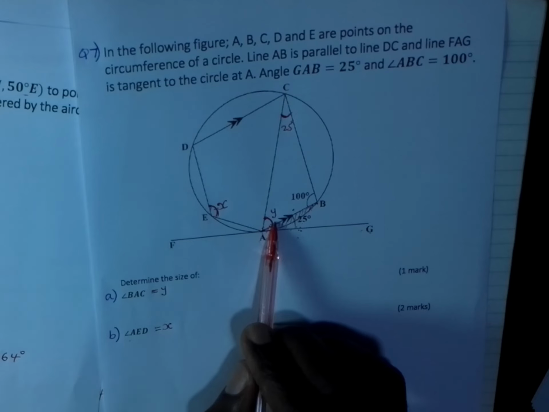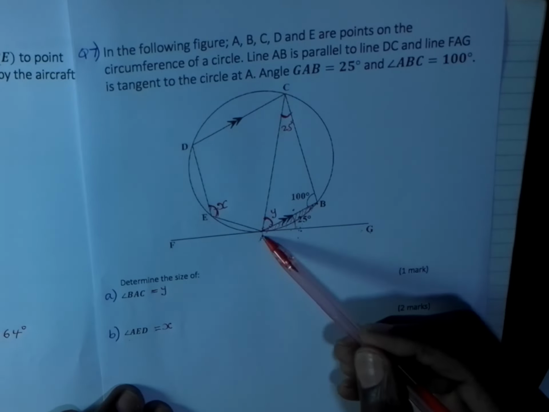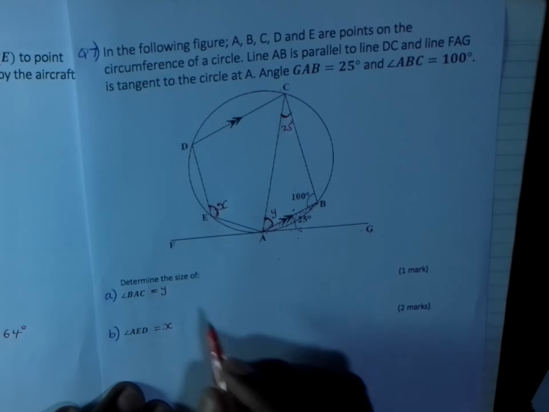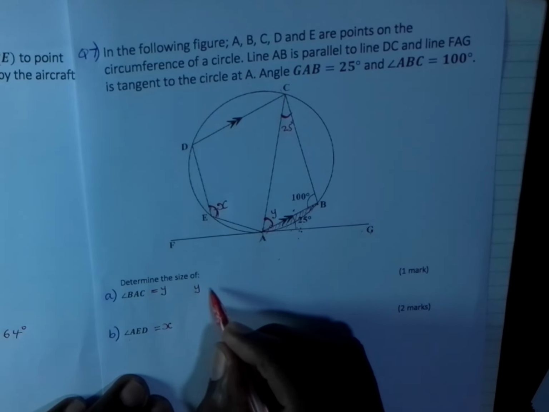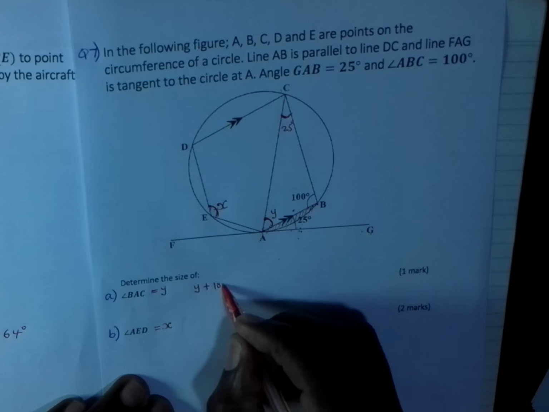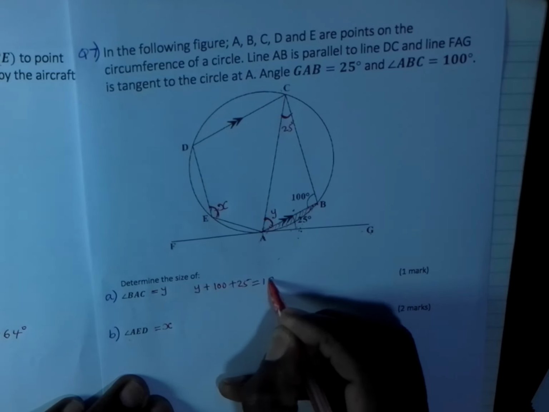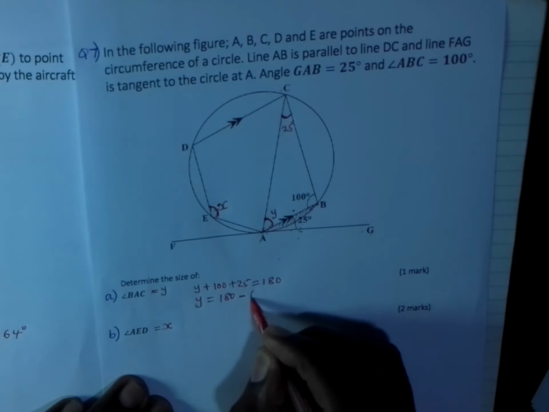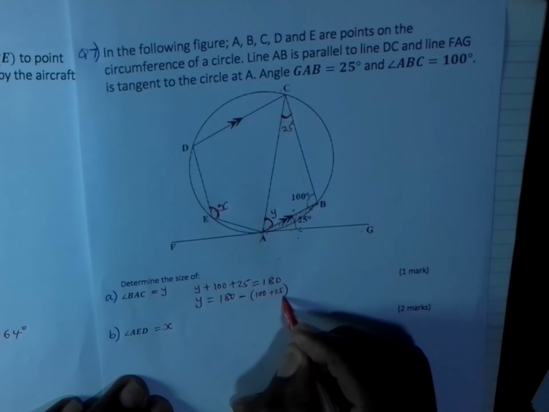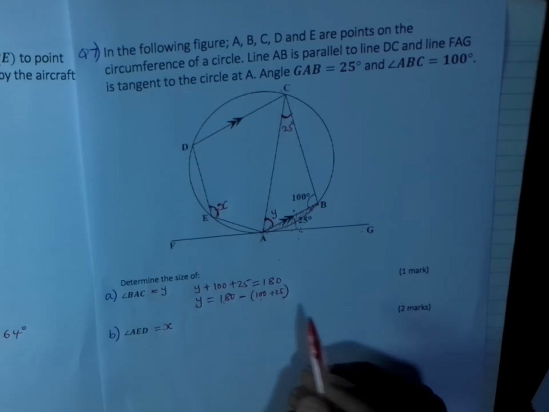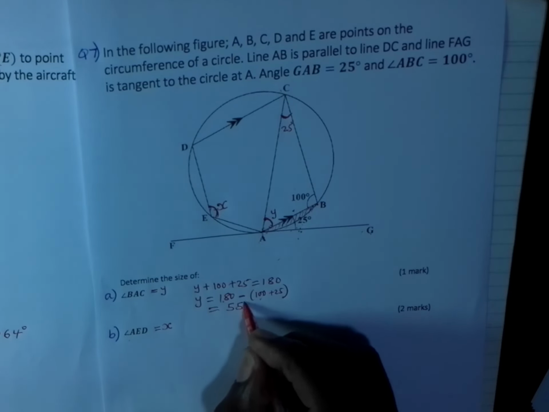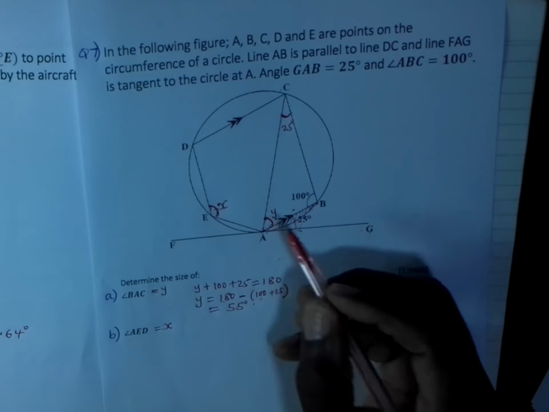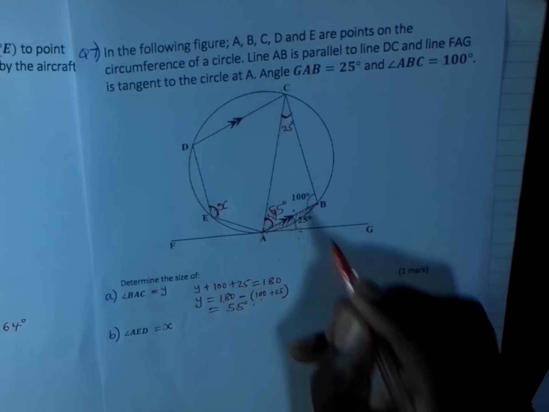Therefore, we can now get angle Y. Since in triangle ABC the sum of angles adds up to 180, Y plus 100 plus 25 will give us 180. Therefore Y will be 180 minus 125, since 100 plus 25 is 125. 180 minus 125, we get 55 degrees. So this angle Y is 55 degrees.